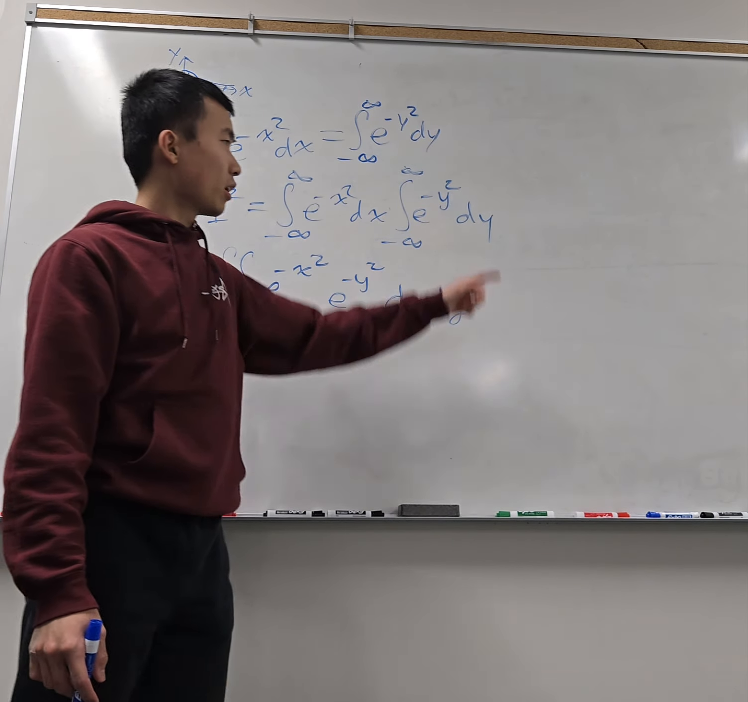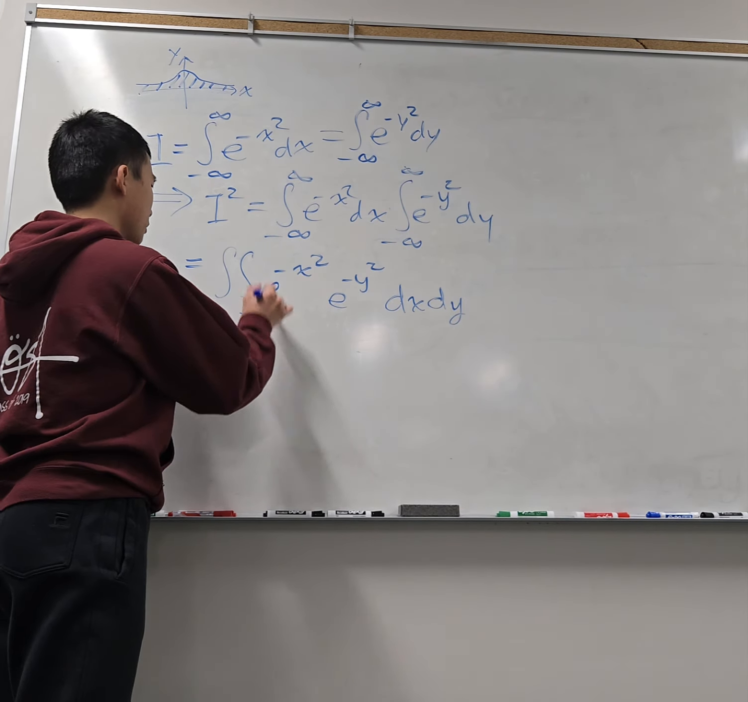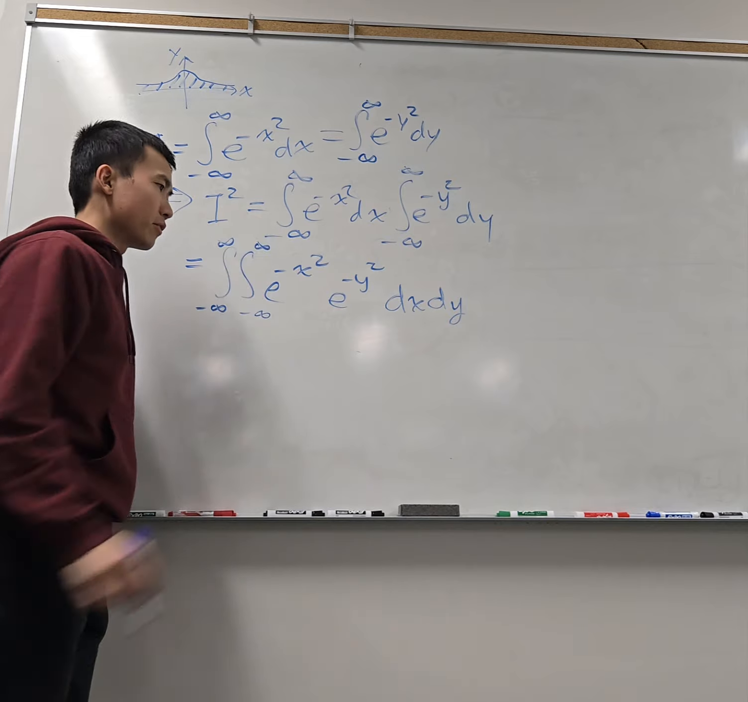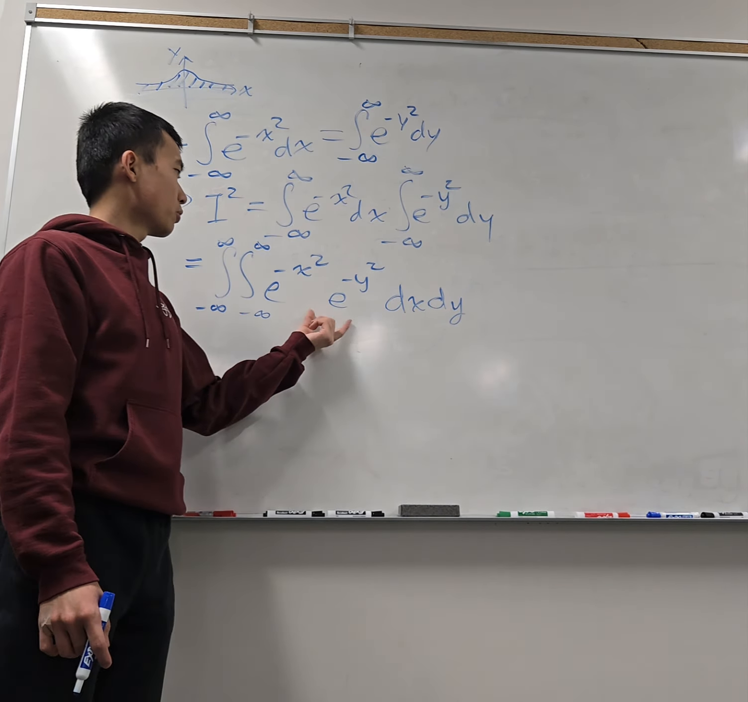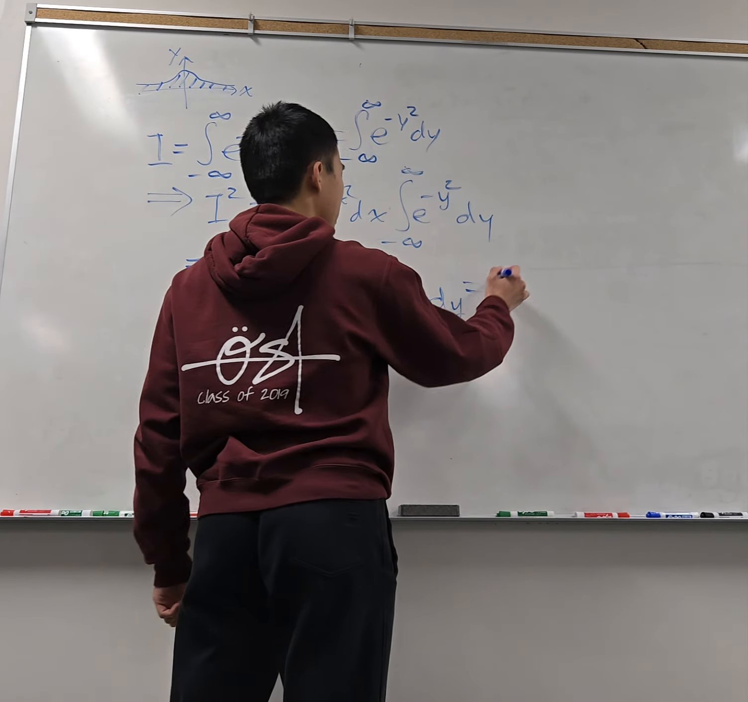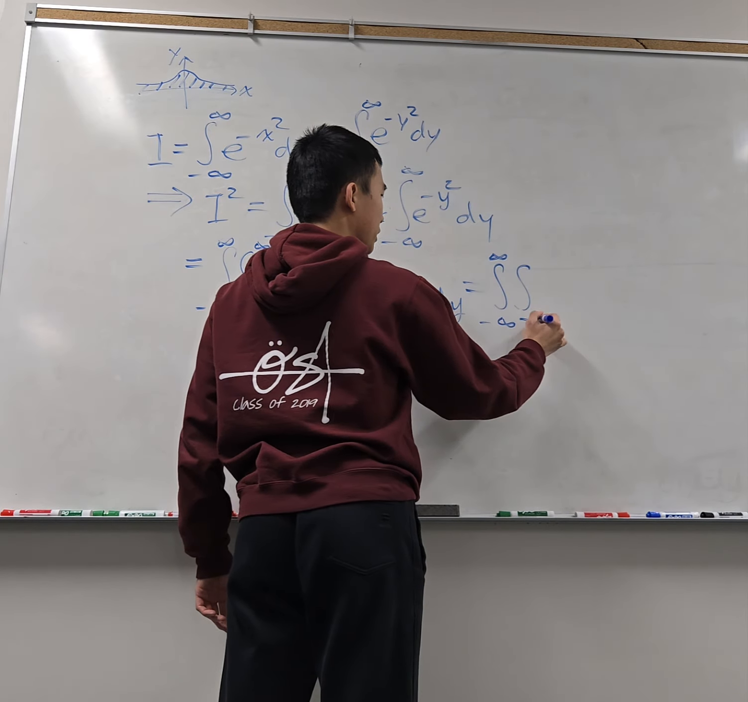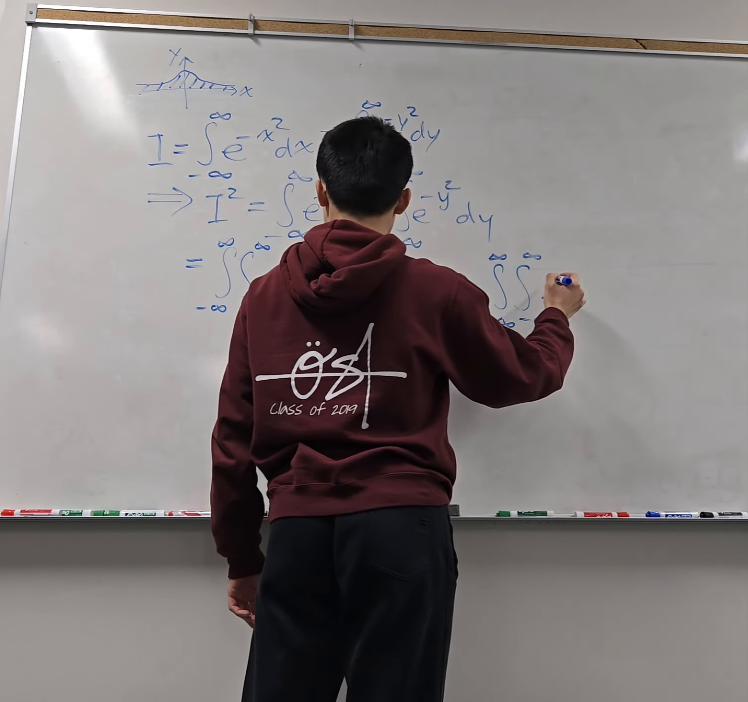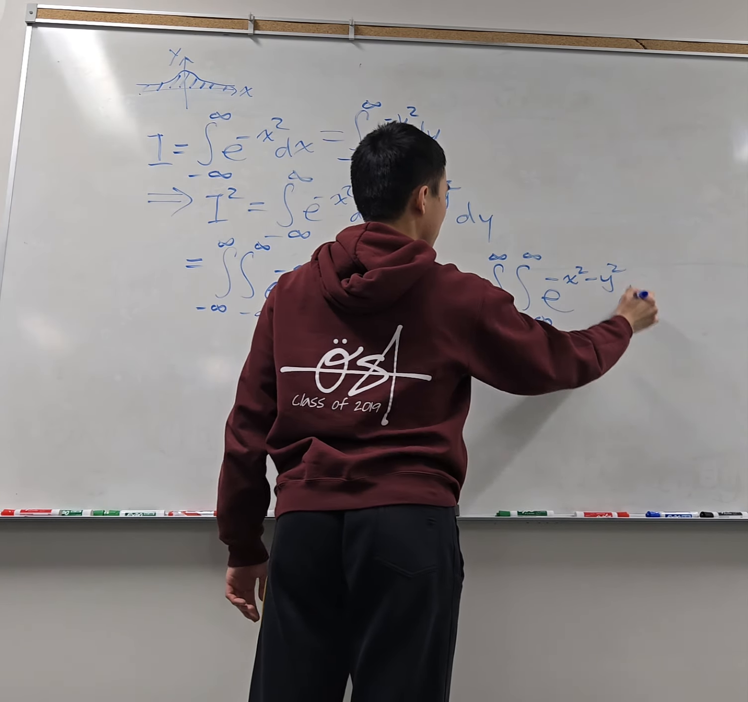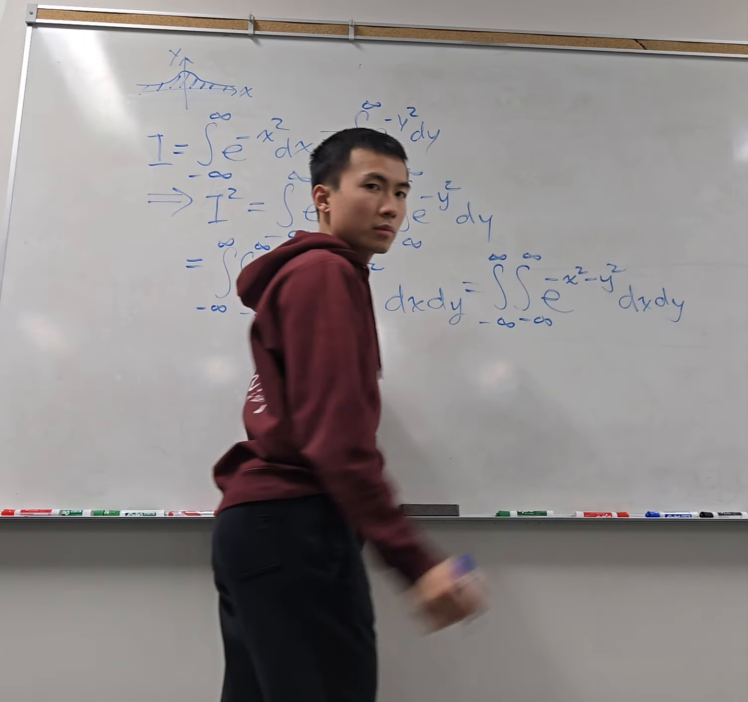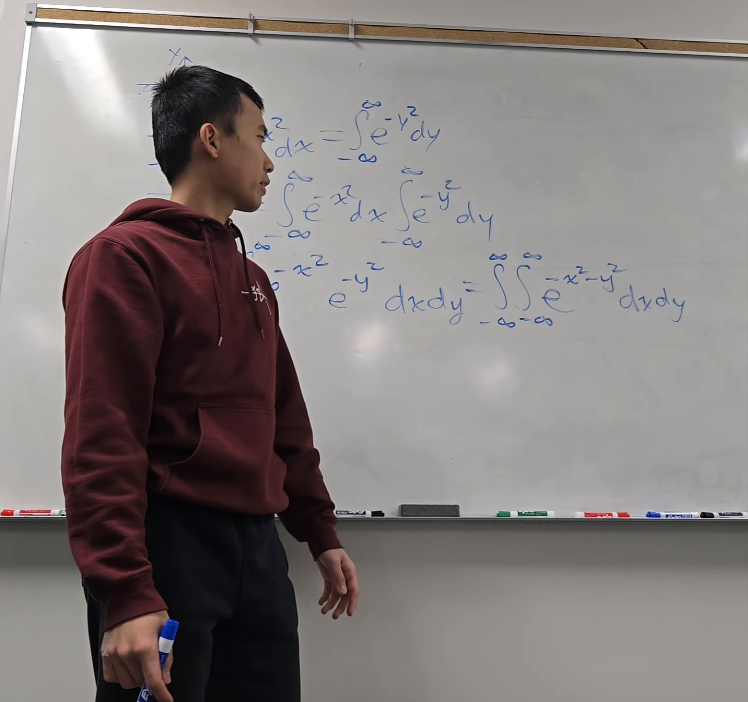But since both x and y have limits of integration from minus infinity to infinity, it does not matter in this case. So we have minus infinity to infinity here. Okay, that's pretty good. So now let's just use some exponent laws and simplify this by combining them. So we have the double integral from minus infinity to infinity, minus infinity to infinity, e to the negative x squared minus y squared, and then dx dy. Okay, we can totally do dy dx in this case as well. You're going to get the same thing.